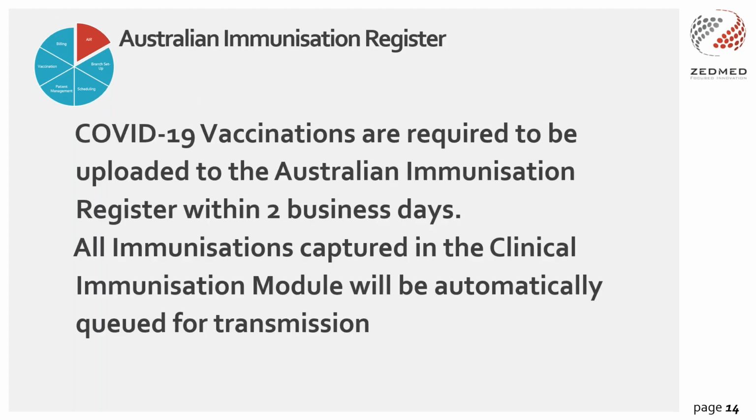The Australian Immunisation Register ruling here is that we must upload the information regarding the vaccinations provided at your practice within 2 business days. And all immunizations that are captured in the clinical immunizations module will be automatically queued for this transmission. So it's really just a matter of allocating somebody in your practice that will take the responsibility, whether it be intermittently throughout the day or at the end of the day, to physically transmit that information across to the Australian Immunization Register.